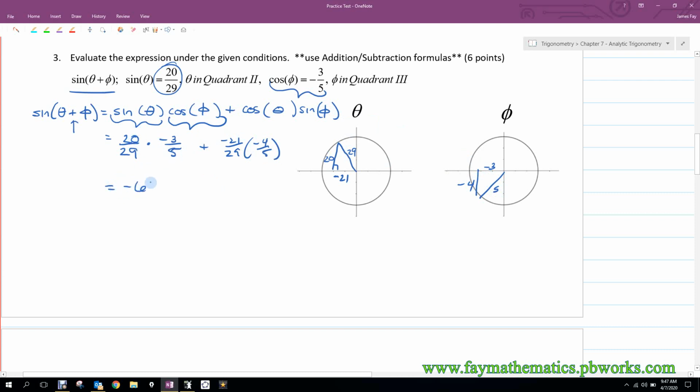So then we get negative 60 over, what's that? So 30 times 5 would be 150, so this is going to be 145. Minus then, or sorry, plus, because negative times negative, 84.